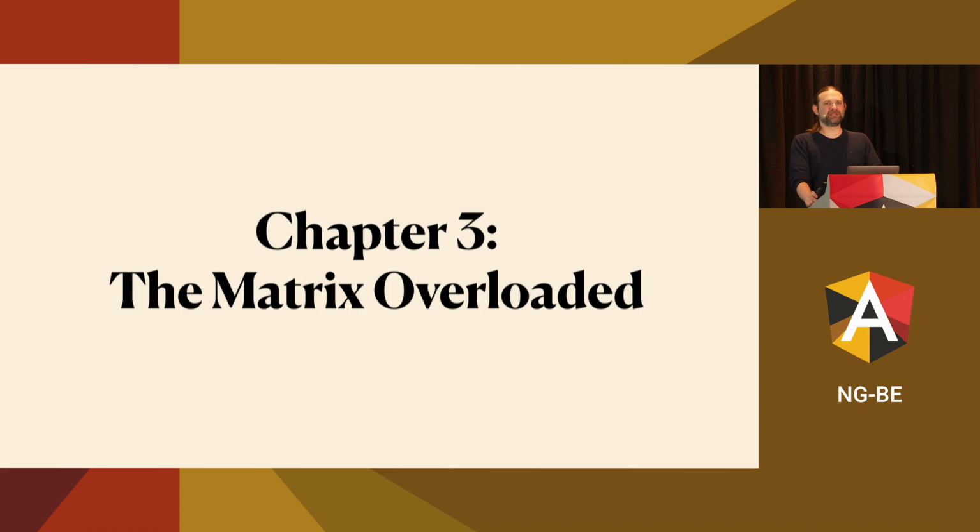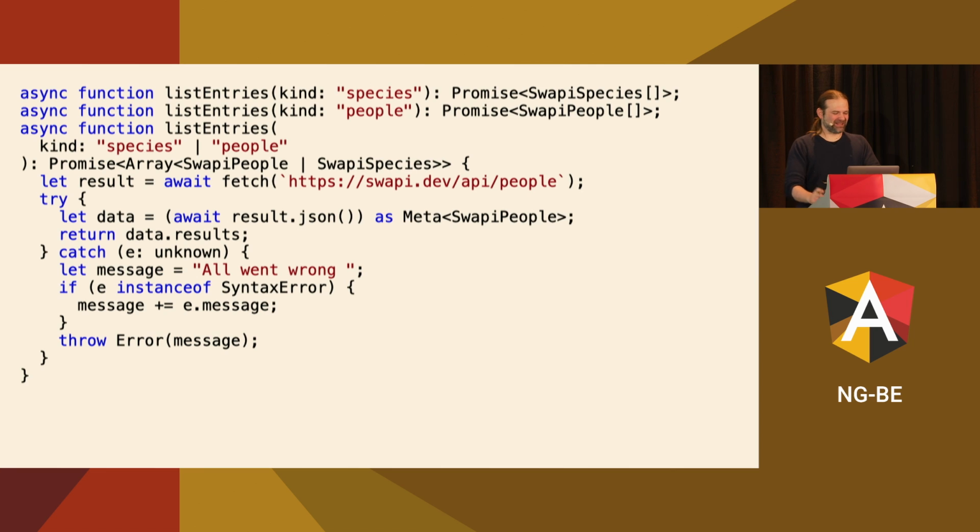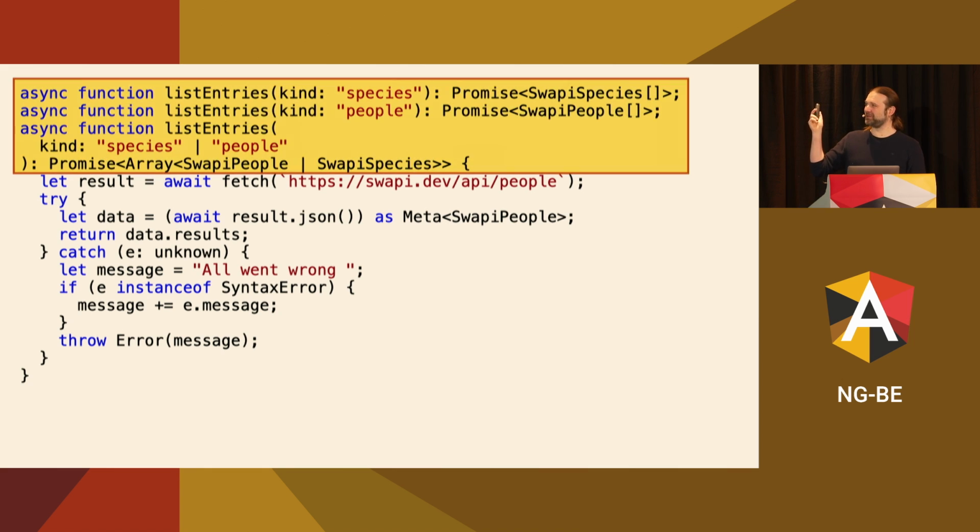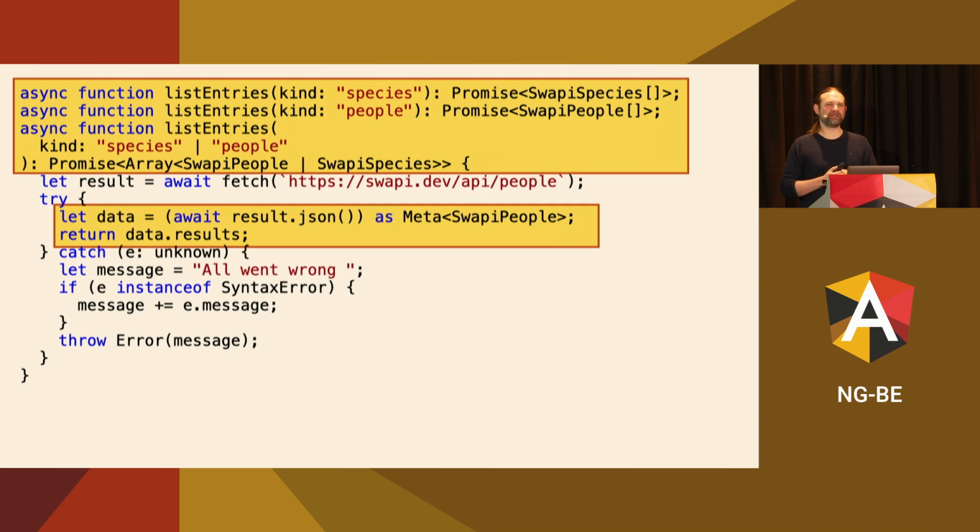Chapter 3, The Matrix Overloaded. At the end of the talk, you will notice that I have lots of movie quotes in there. And you know what? We already have plenty of problems for, I don't know, 4 or 5 lines of code. Let's see what's in store next. I want to turn your eye to the function overloads. The function overloads tell me that I get SwappySpecies if I ask for species. Okay. But in the code, I only return people.